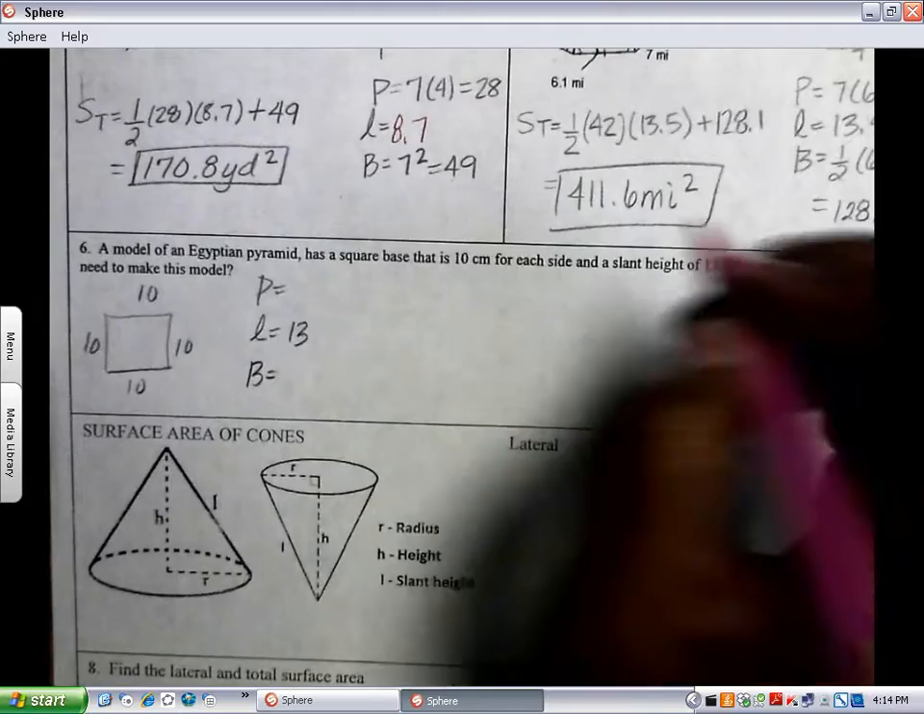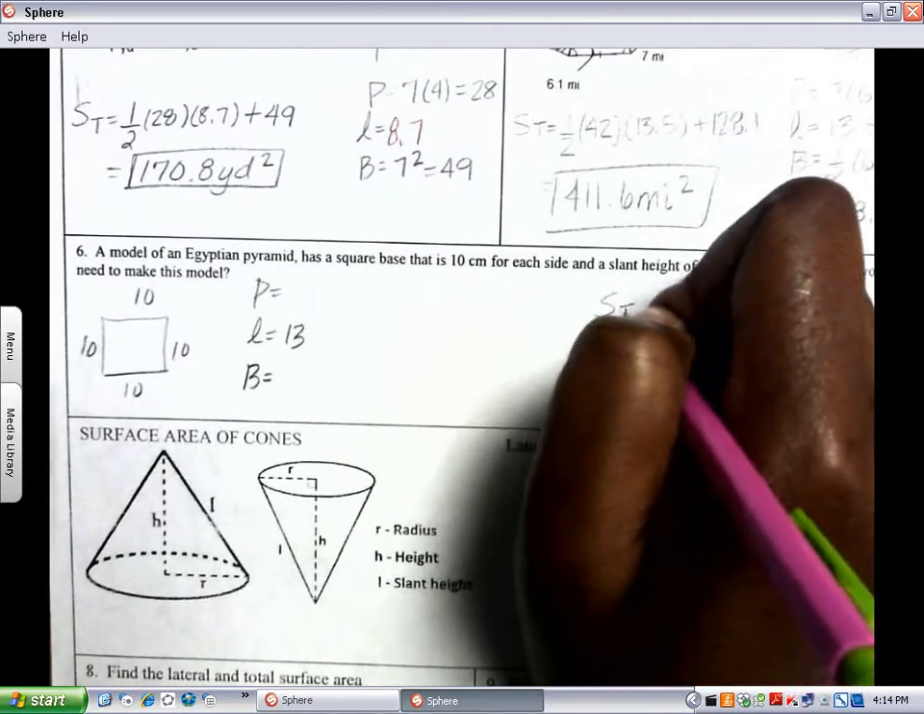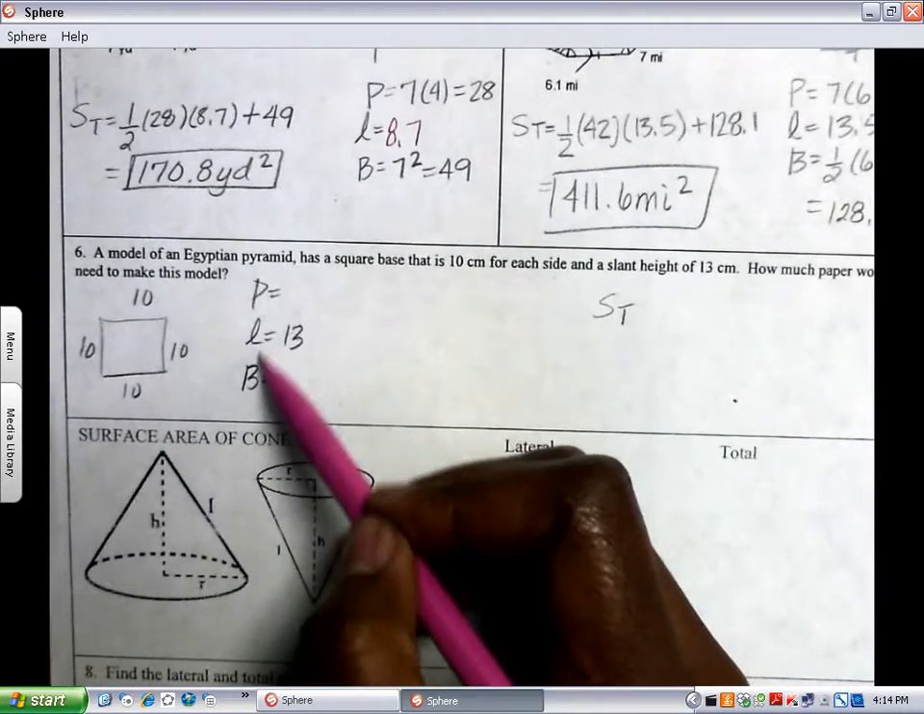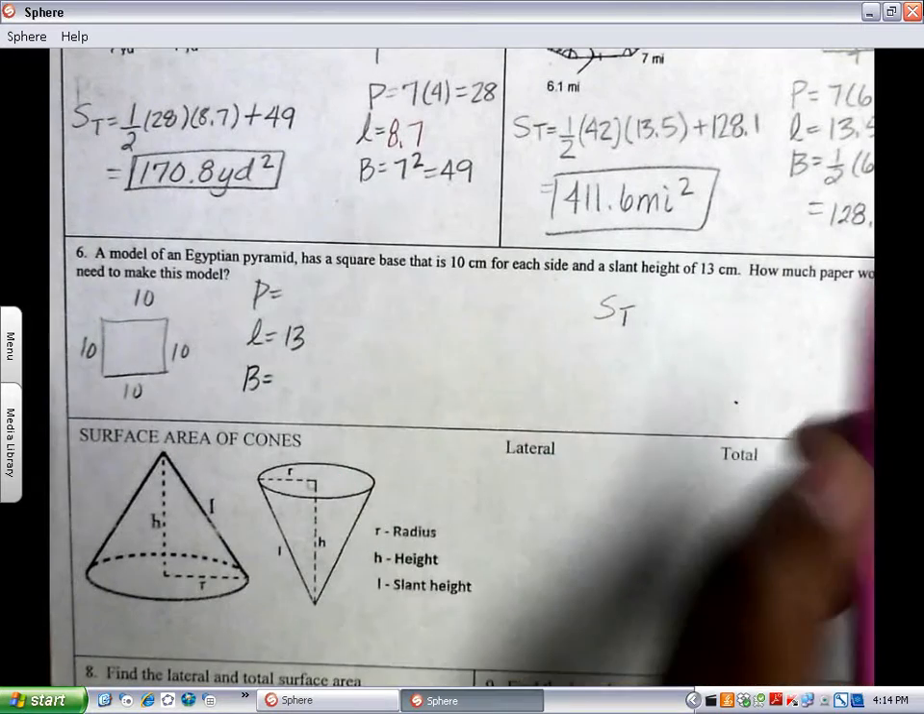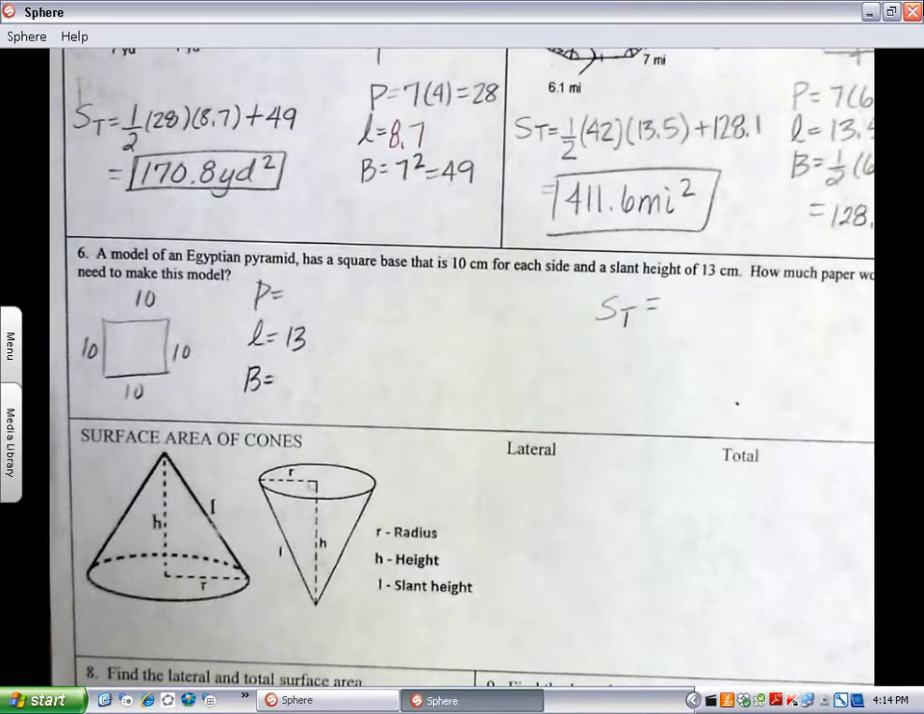So you can go ahead and make yourself a note. You're going to find the total. So you need the P, the L, and the B. Okay? I'm going to give you a minute, see if you can finish this problem.